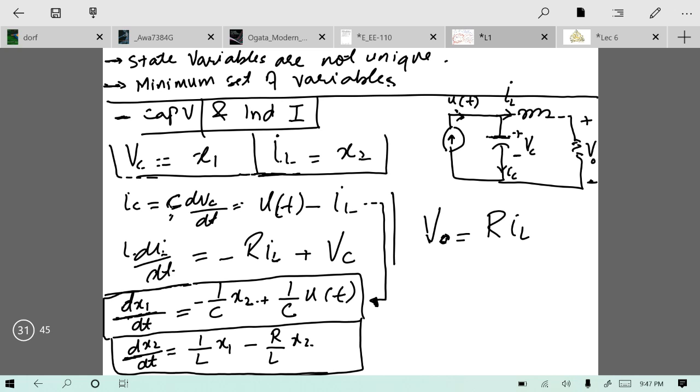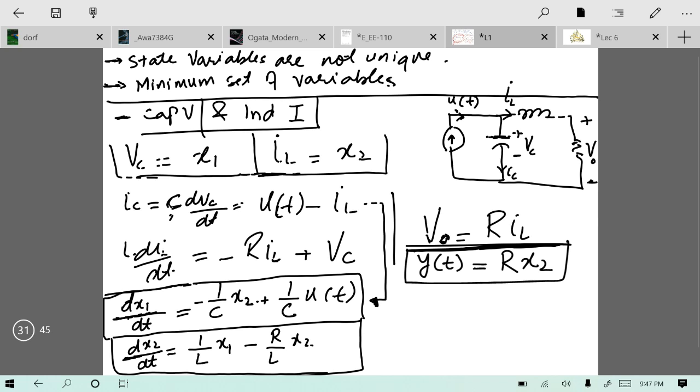And for the output equation, if we write it in terms of state variables, the output y of t is equal to R into x2. There is no x1 in the output equation. So now we have three equations. This was the second part that I was talking about. This is also part of your state variable model.